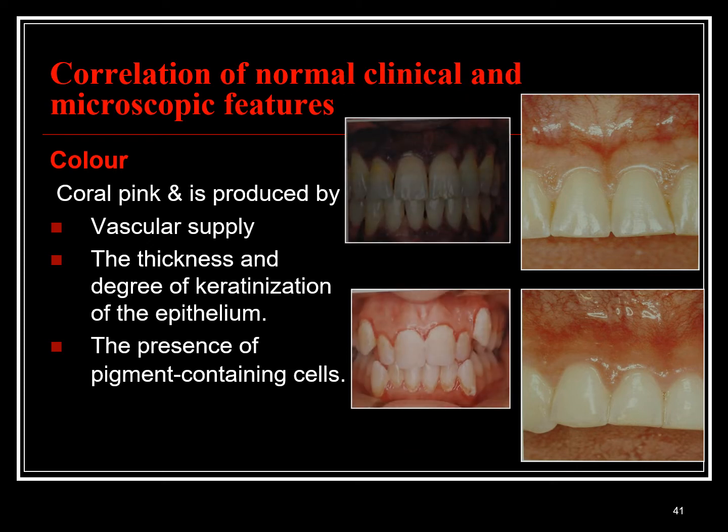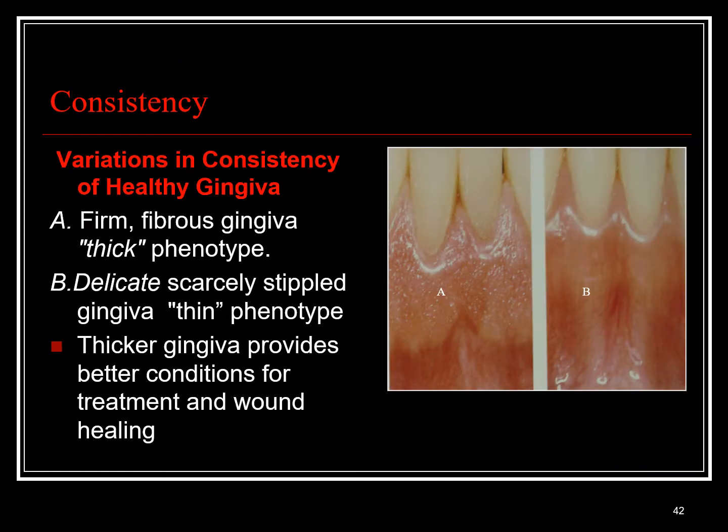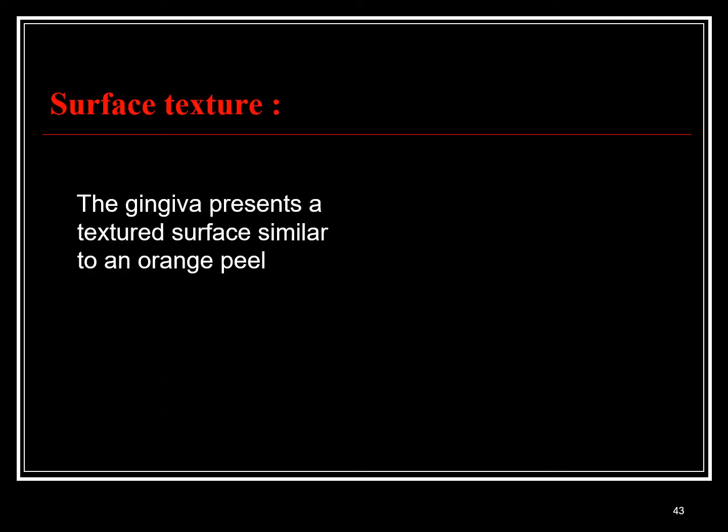These are the variations of gingiva where we have more melanocytes, because of which it gets the brownish pigmentation on the gingiva. Now consistency. There are variations in consistency of healthy gingiva also. Normally it is firm, fibrous gingiva, which is thick in phenotype, or delicate, scarcely stippled gingiva, which is thin biotype and phenotype. The thicker gingiva provides better conditions for treatment and wound healing in comparison to the thin phenotype.